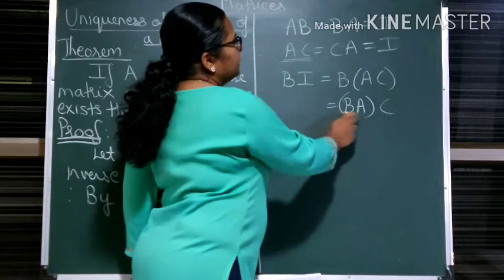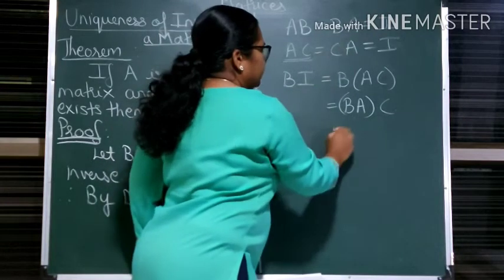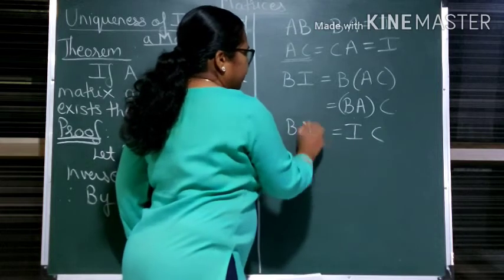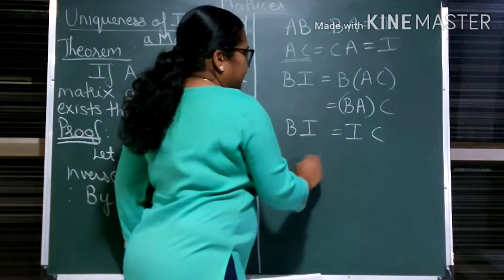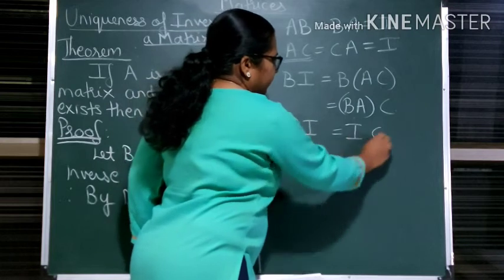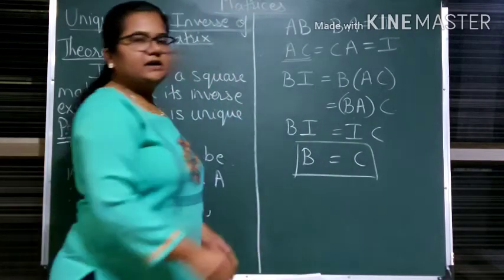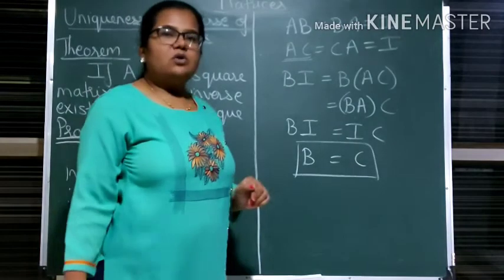Yes, what is B into A? Again it is equal to I. So this is I into C. And what is your LHS? B into I. B into I is equal to B, we all know, and I into C will be equal to C. So ultimately what you are getting here is B is equal to C.